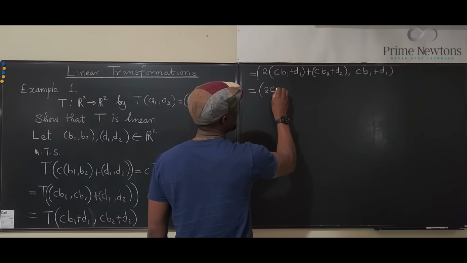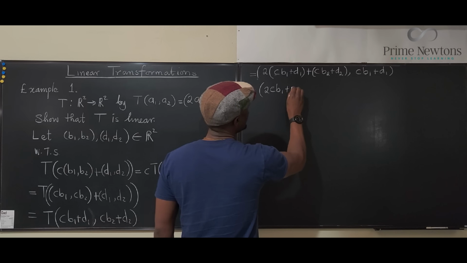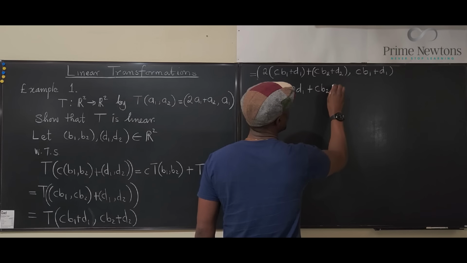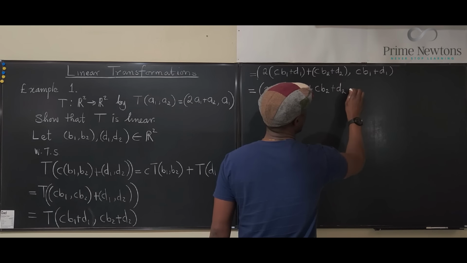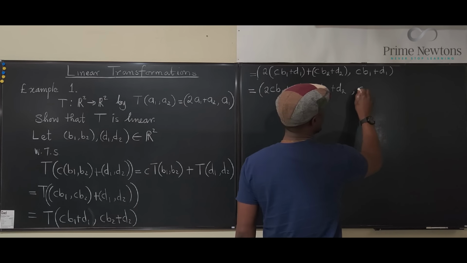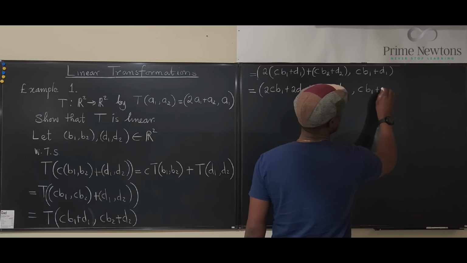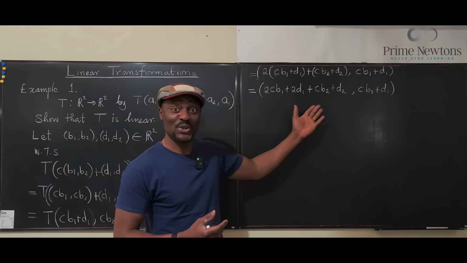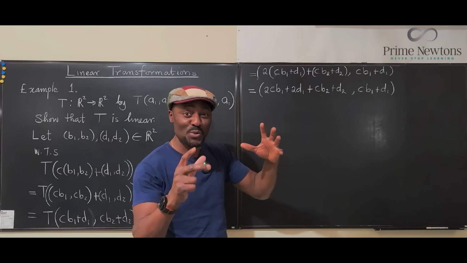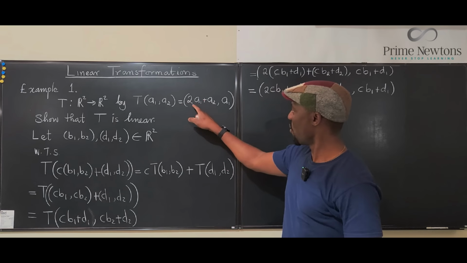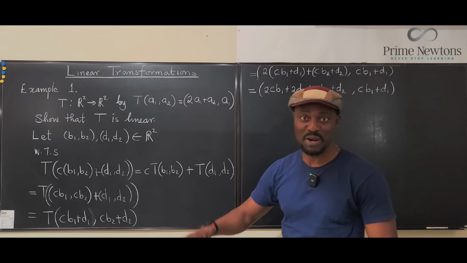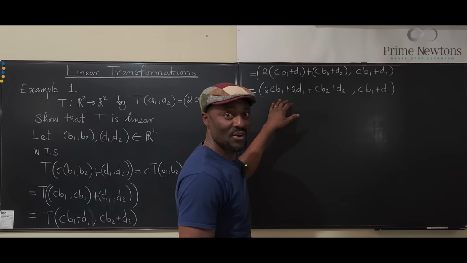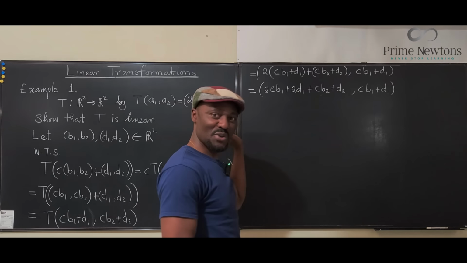Okay, 2CB1 plus 2D1 plus CB2 plus D2. Okay, we have a comma, and then we have CB1 plus D1. Okay, so at this point, I know how this looks, because of this definition, all the 2's need to be on the left. So what I'm going to do is take everything that has a 2 to stay on this side, and the C's will have to be on this side too.